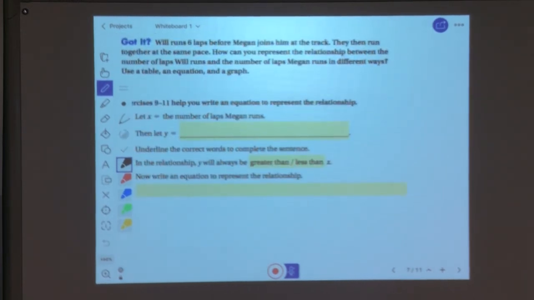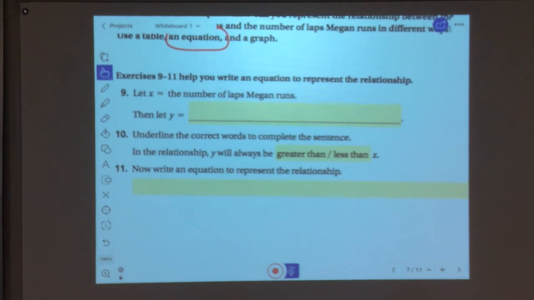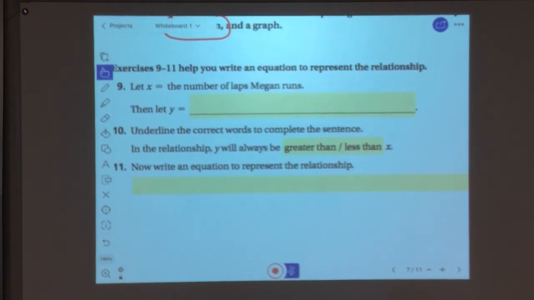So this is the exact same problem, just this time we're going to use an equation. That last one was about a table. Now we're doing the second part of the problem, which is an equation, sorry, not a graph. It says exercises 9 through 11 will help you write the equation to represent the relationship. And I'm going to make this a little bit bigger again so that we can see.